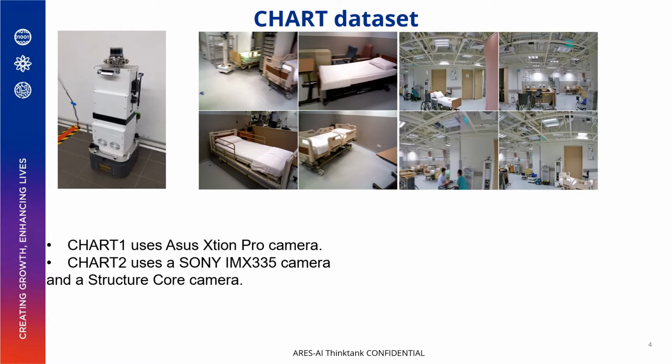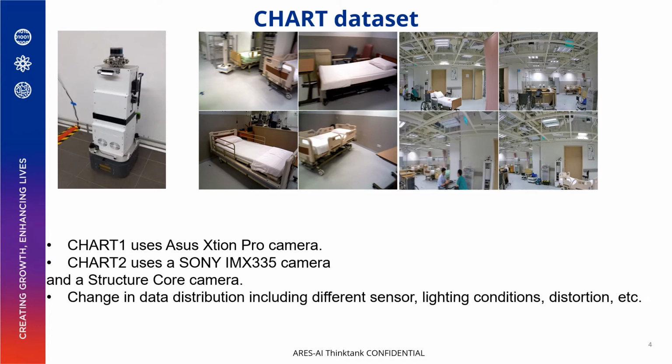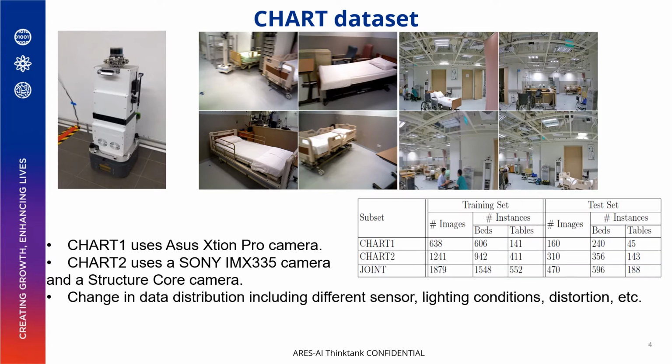Chart 2 data is a bit more dense, complex, and contains a lot of radial distortion. The objects that you're looking for, like persons, beds, tables, are a bit far away compared to the data collected and annotated in the chart 1 dataset. So this induces a shift in data distribution due to different sensors, lighting conditions, and radial distortion.